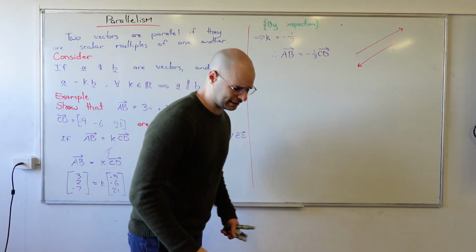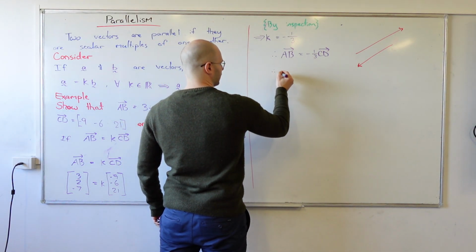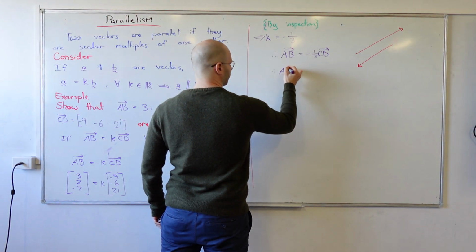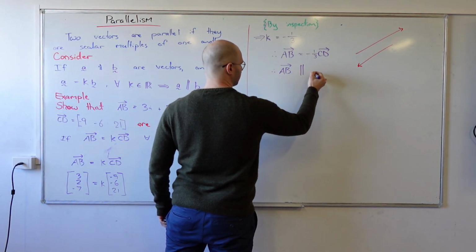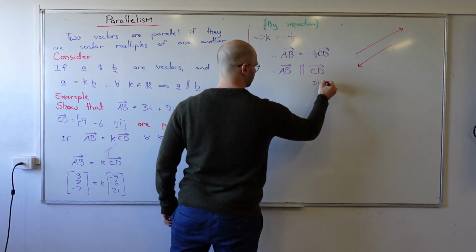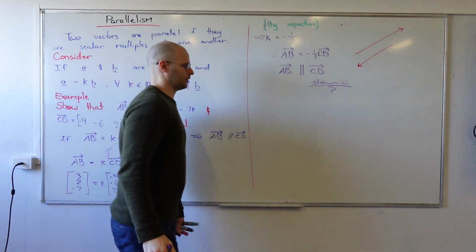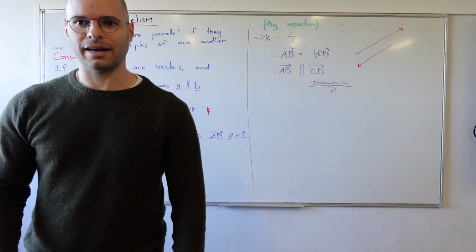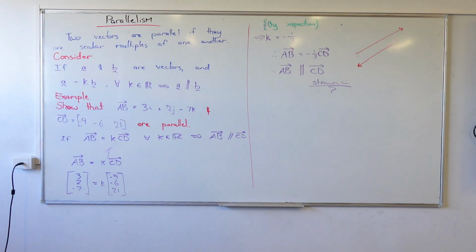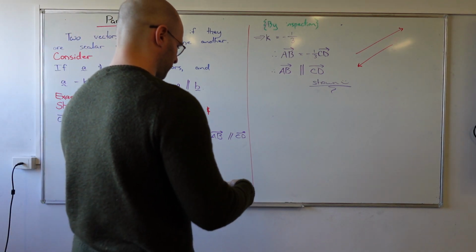So what's our concluding statement here? Therefore, AB is indeed parallel to CD. All cool? Alright. What about if we were checking to see if something's not parallel? Could we do that? Yeah.